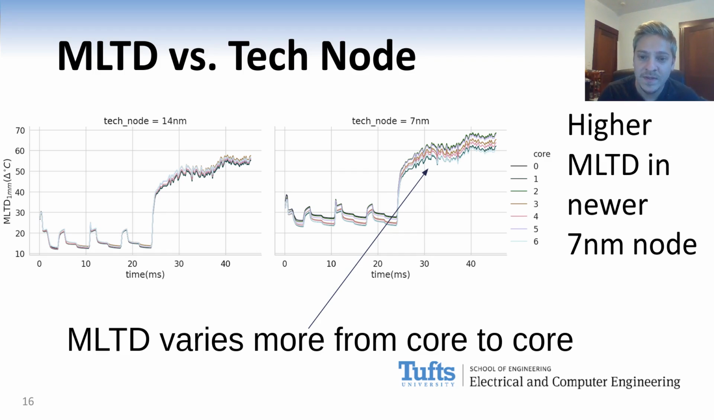The two main trends that I want to point out here are, one, that in the 7 nanometer node, the MLTD is significantly higher, which means that the hotspot problem is worse. And secondly, that the variation in MLTD from core to core, meaning if GoBMK were on core 0 or core 1 or core 2, etc., the MLTD varies more. So the MLTD is actually more dependent on what core you run on in the newer node than it was in the older node, which means that the problem of mitigating hotspots is not only worse in 7 nanometers, but it's also more difficult because there are secondary factors that will play into it as well.